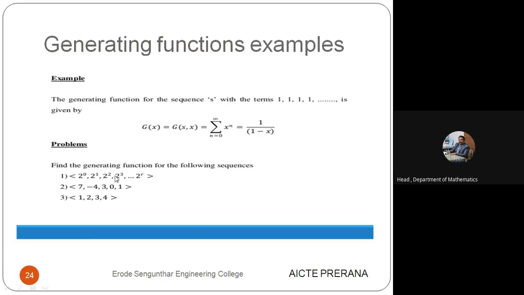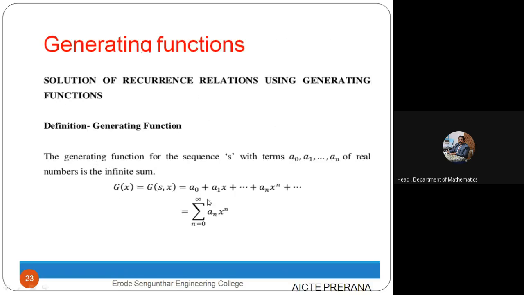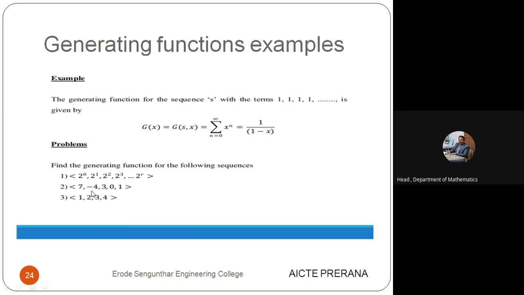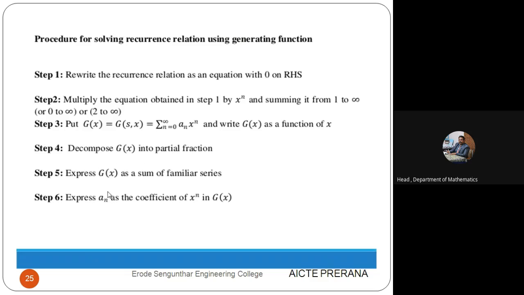And we write the generating function for other sequences. The first sequence is 2 power 0, 2 power 1, 2 power 2, 2 power 3, etc., 2 power r. That is 1, 2, 2 square, 2 cube, etc. Here we substitute, that is 1 plus 2x plus 2x whole square plus etc. plus 2x whole power n. Therefore, summation n equal to 0 to infinity of 2x power n. The same way we write the generating function for other sequences. Now we see how we solve a recurrence relation using this generating function.